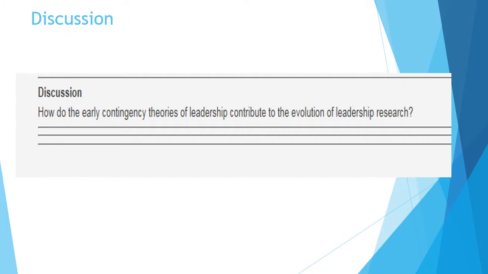The discussion for this week is how the early contingency theories contribute to the evolution of leadership research. So you need to attach it to the previous theories. You can do a little bit of preliminary saying how we've gotten to this point because we kind of understood the trait theories, and then we built upon that and developed the behavioral theories, and now this is the next step in terms of adding new features to the theories to make them more effective in understanding particular situations.